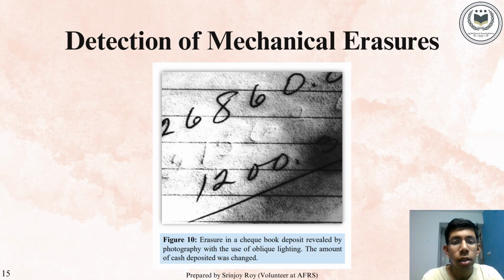See, there were three lines written and the middle line has been erased off. That's a mechanical erasure.